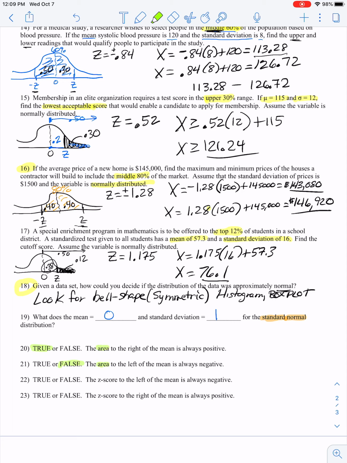All right, next, the z-score to the left is negative. Yes, z-scores on the left side are negative because they're below average. And lastly, the z-score to the right of the mean is always positive. And that would be true because then you're above average.